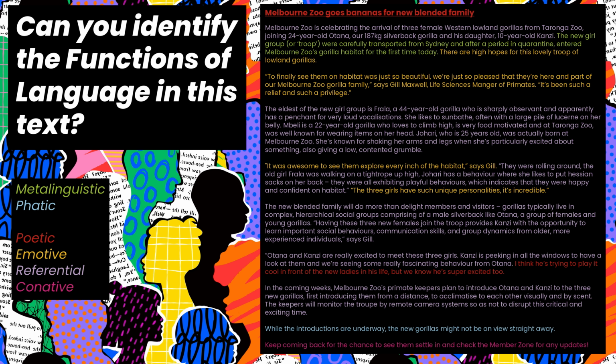Then we've got some poetic language in the red. With the sentence, I think he's trying to play it cool in front of the new ladies in his life, but we know he's super excited too. And we at Elang Explained think that this is pretty poetic because we've got a clear example of alliteration with ladies in his life, with that repetition of the L phoneme. But we've also got that figurative language of play it cool.